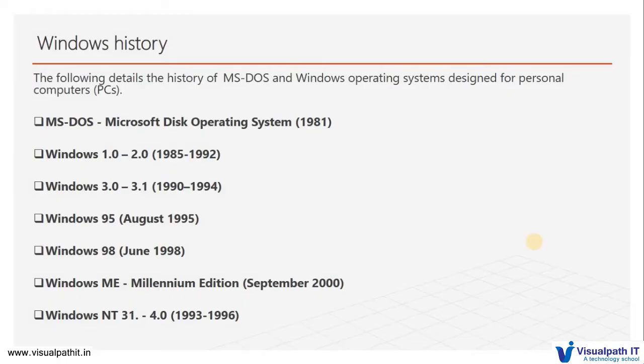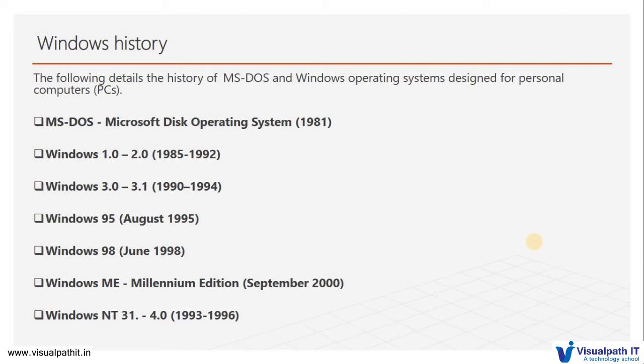Guys, in this tutorial we are going to learn Windows history. The following details of the history like MS-DOS and Windows operating system designed for personal computer. So the first version of Windows was MS-DOS, Microsoft Disk Operating System. It was released in 1981. Basically, Microsoft designed MS-DOS for IBM for their personal computers. Okay, so basically it's related to the disk.